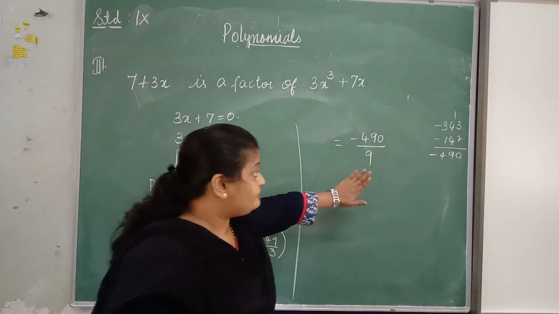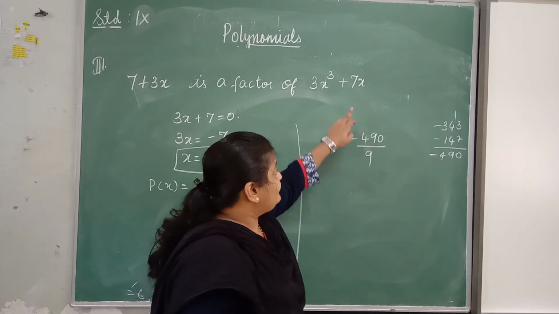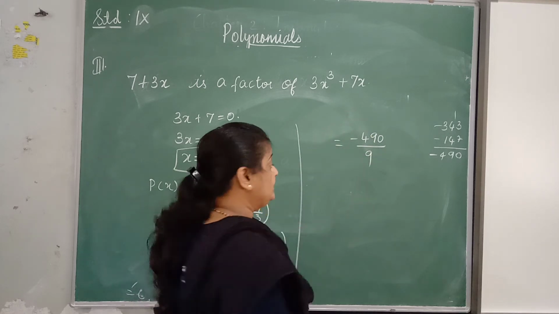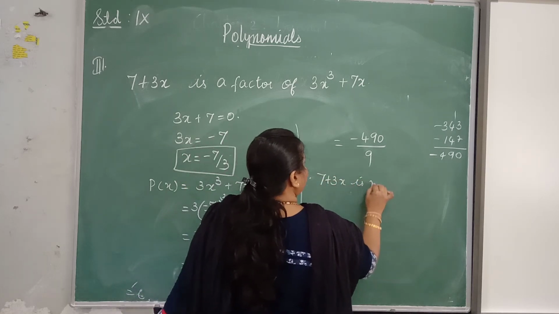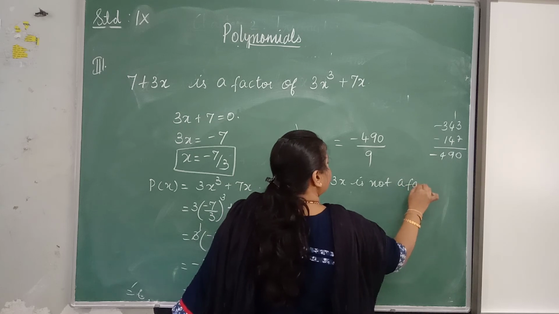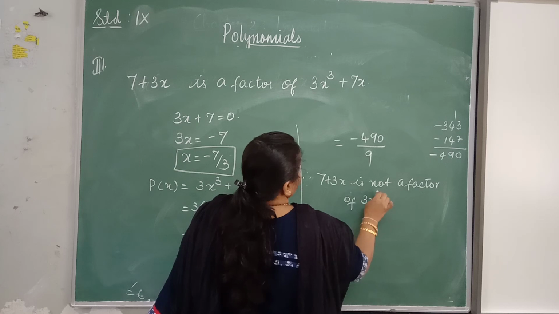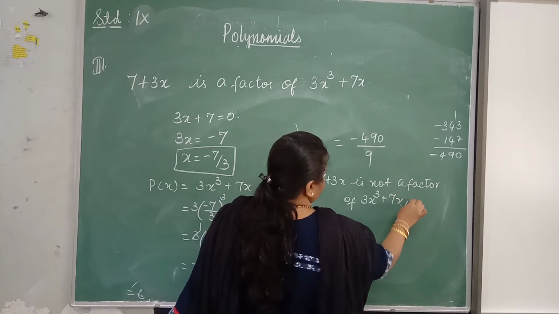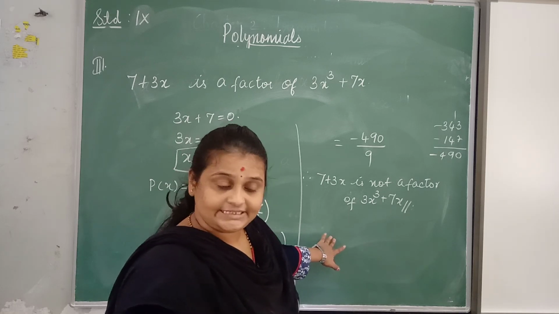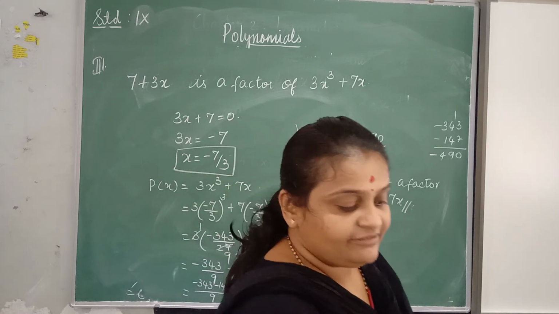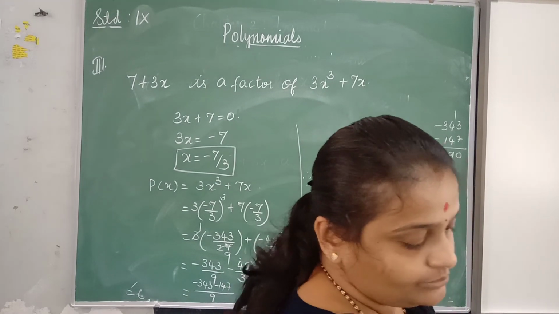Children, here I have not got the remainder as 0. Instead, I have got the remainder as minus 490 by 9. So therefore, 7 plus 3x is not a factor of 3x cube plus 7x. Okay? So I hope you all are clear with the remainder theorem. The next one will be our factor theorem, which I am going to deal with in the next video. Thank you.